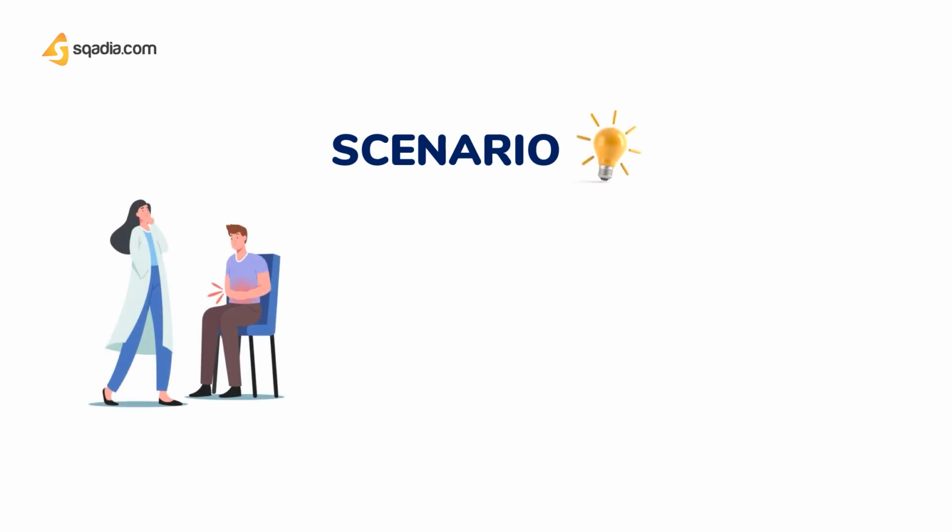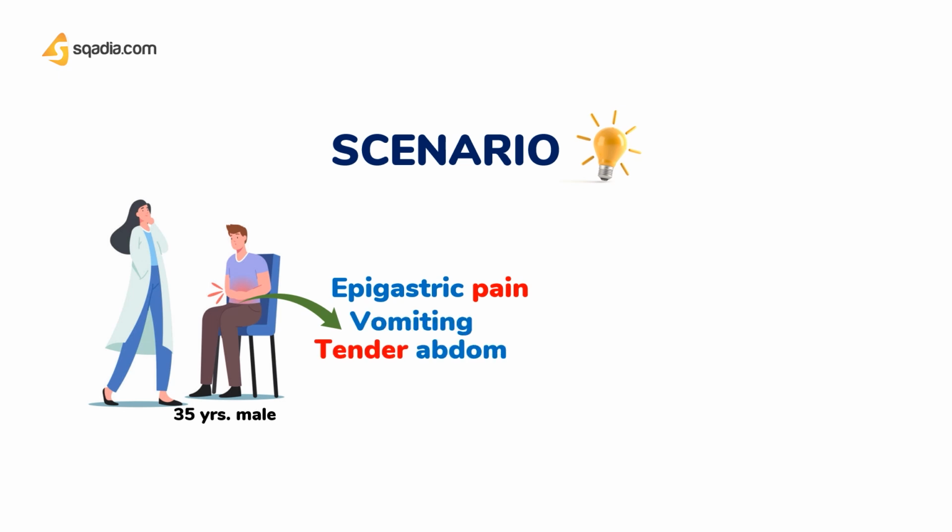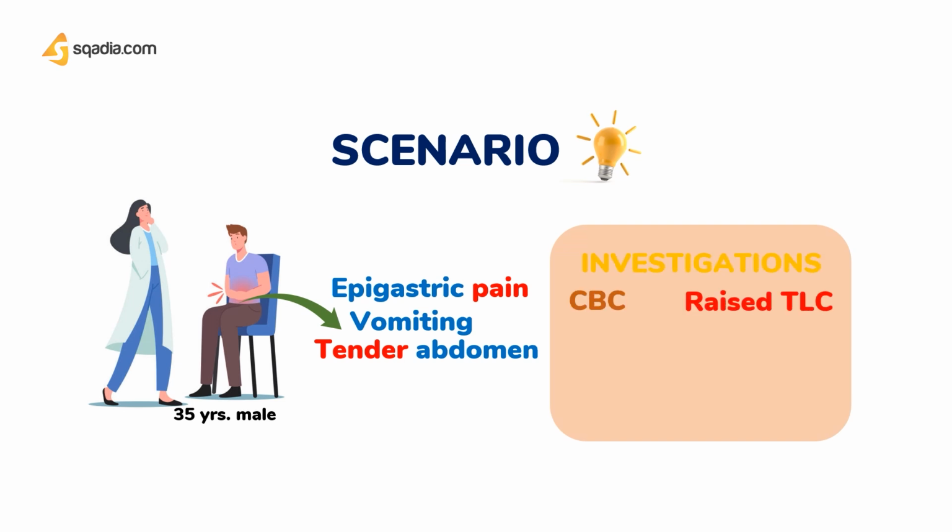So let's start with a scenario. Suppose you are working in medical emergency and you come across a 35-year-old male patient who has presented with epigastric pain associated with vomiting, and on examination you found out that he is having tender abdomen. After this, you carried out investigations and they were as follows. In CBC, there was raised TLC count, LFTs were normal, amylase was raised, and lipase was also raised.